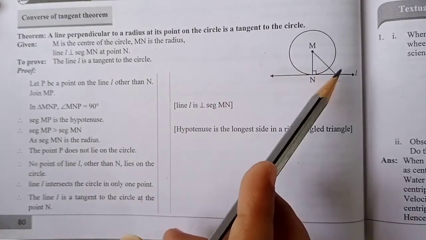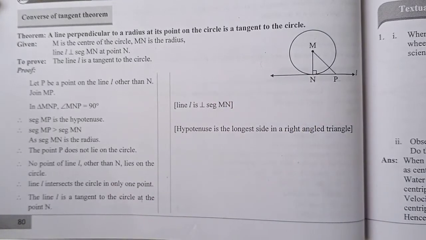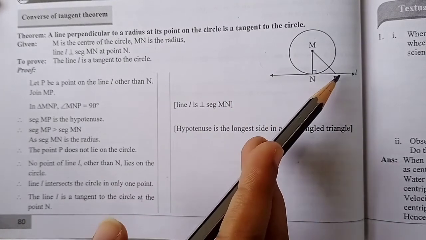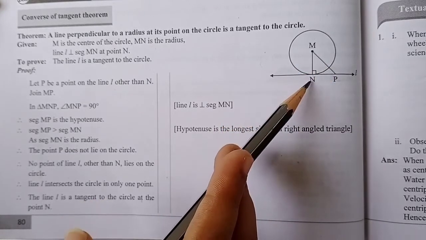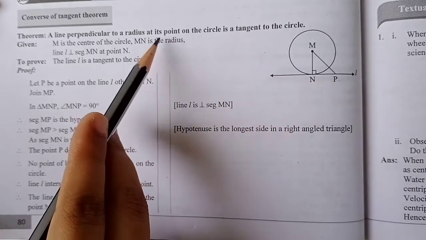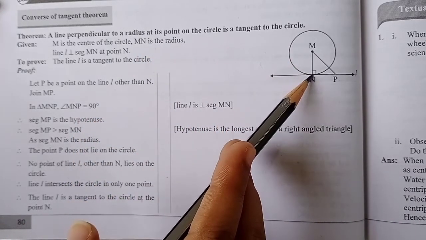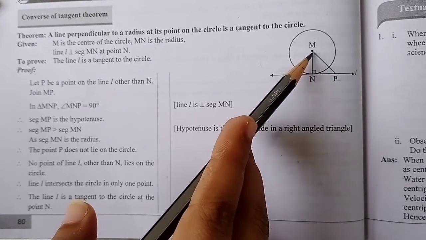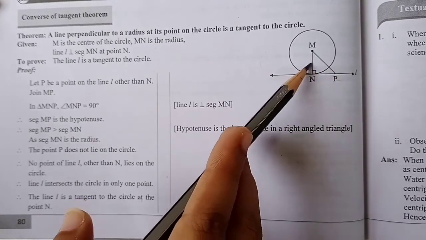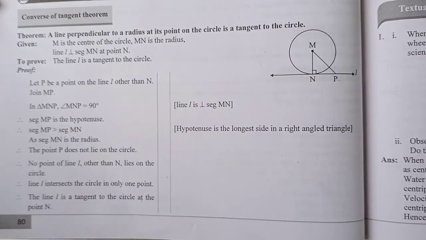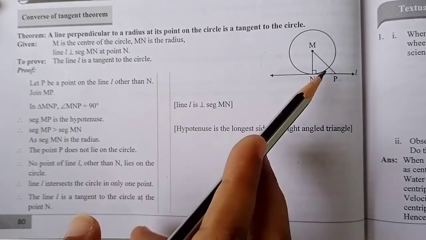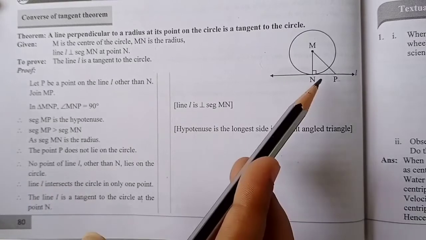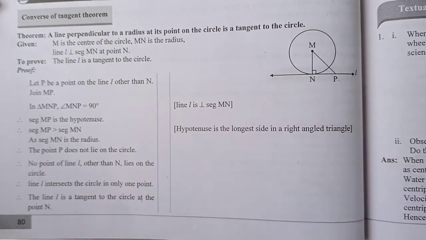Therefore the point P does not lie on the circle. So you can say the point P does not lie on this circle, as MP is greater than MN, and MN is what? It is a radius which is already given. So radius means this point is on the circle, yes or no? So definitely MP is greater than MN means P is outside of the circle. So you can say the point P does not lie on the circle. Therefore no point of line L other than N lies on the circle. So no point other than N lies on the circle.